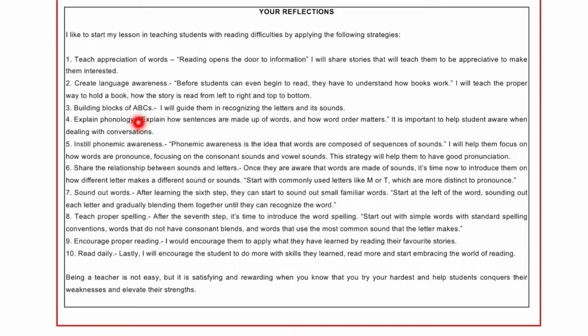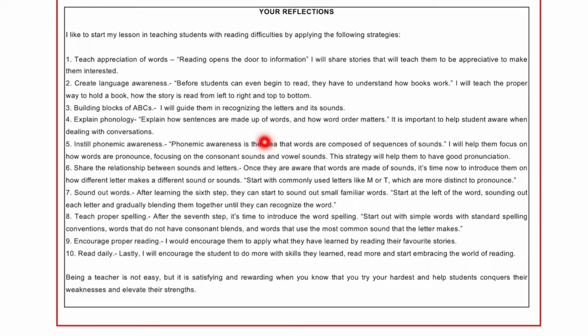So after ng language awareness. So yung gagawin natin dito sa building blocks of ABCs, of course, we will guide them in recognizing the letters and its sound. And for the fourth one, explain phonology. So after nating iparecognize sa kanila yung mga basic letters and its sounds, papasok na dito yung pag-i-explain natin ng phonology. We all know yung phonology, napakahirap ituro nito.